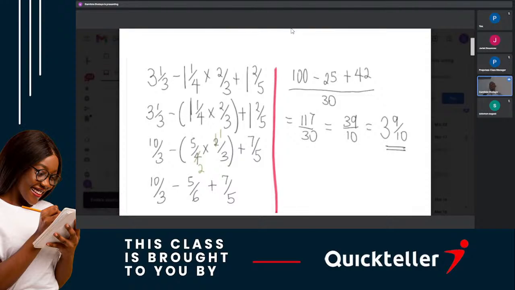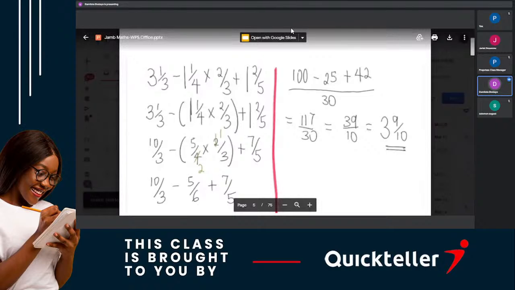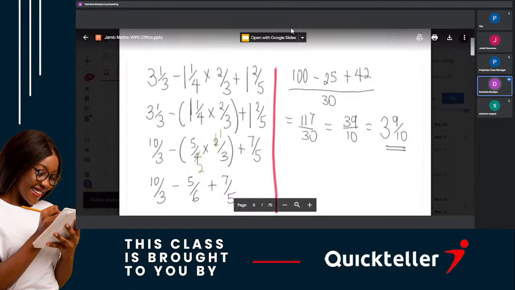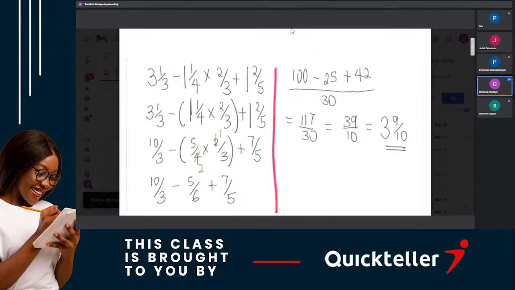For the 30, you will need to do 3 in 30. That's 10 times the 10 on top. That will give me 100. Minus 6 divided into 30, that's 5 times 5 on top, that's 25. Plus 5 divided into 30 is 6 times 7, that's 42. 100 minus 25 plus 42 gives me 117 over 30.